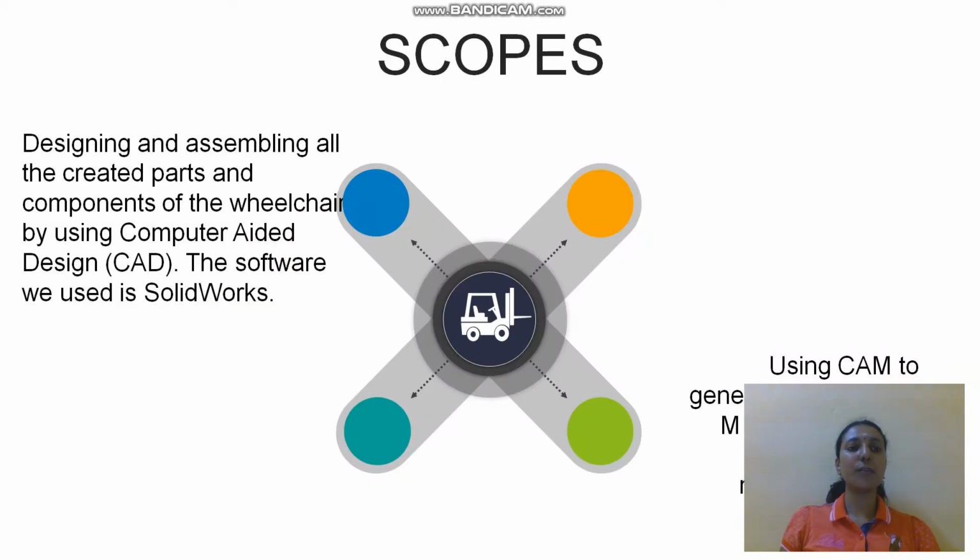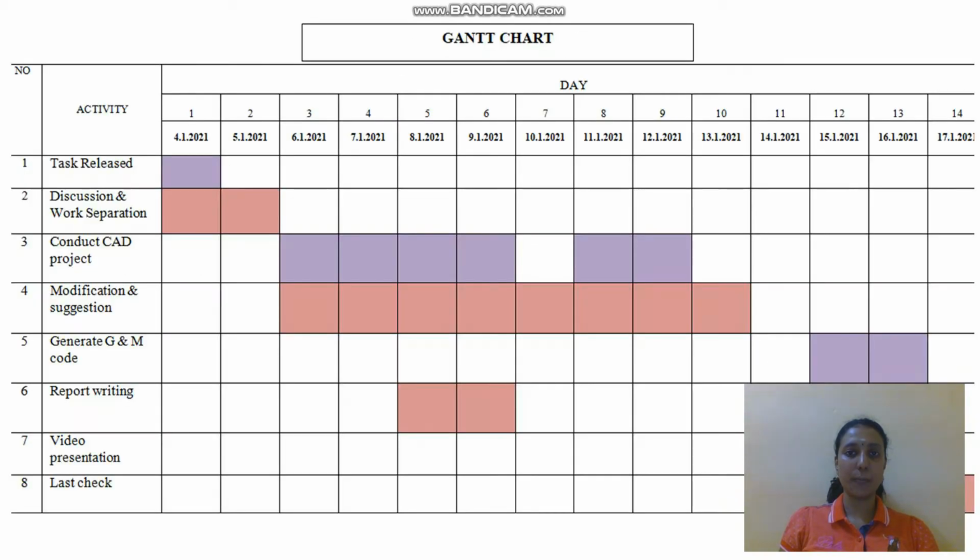The scope of this project is to design and assemble all the created parts and components of the wheelchair by using computer-aided design, and the software that we have used for this project is SolidWorks. Using CAM to generate G code and M code to achieve the cutting path movement for all components is also our scope. This is the Gantt chart and the progress of our report throughout these 14 weeks.